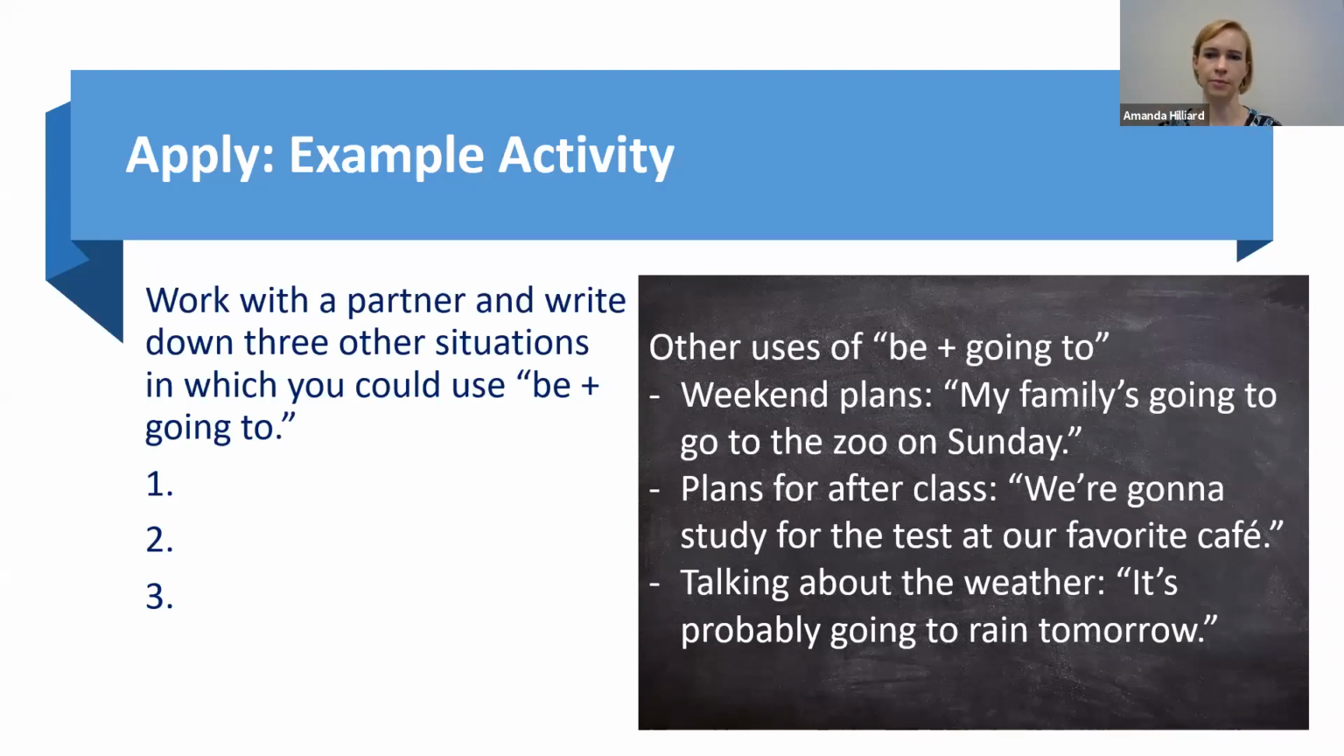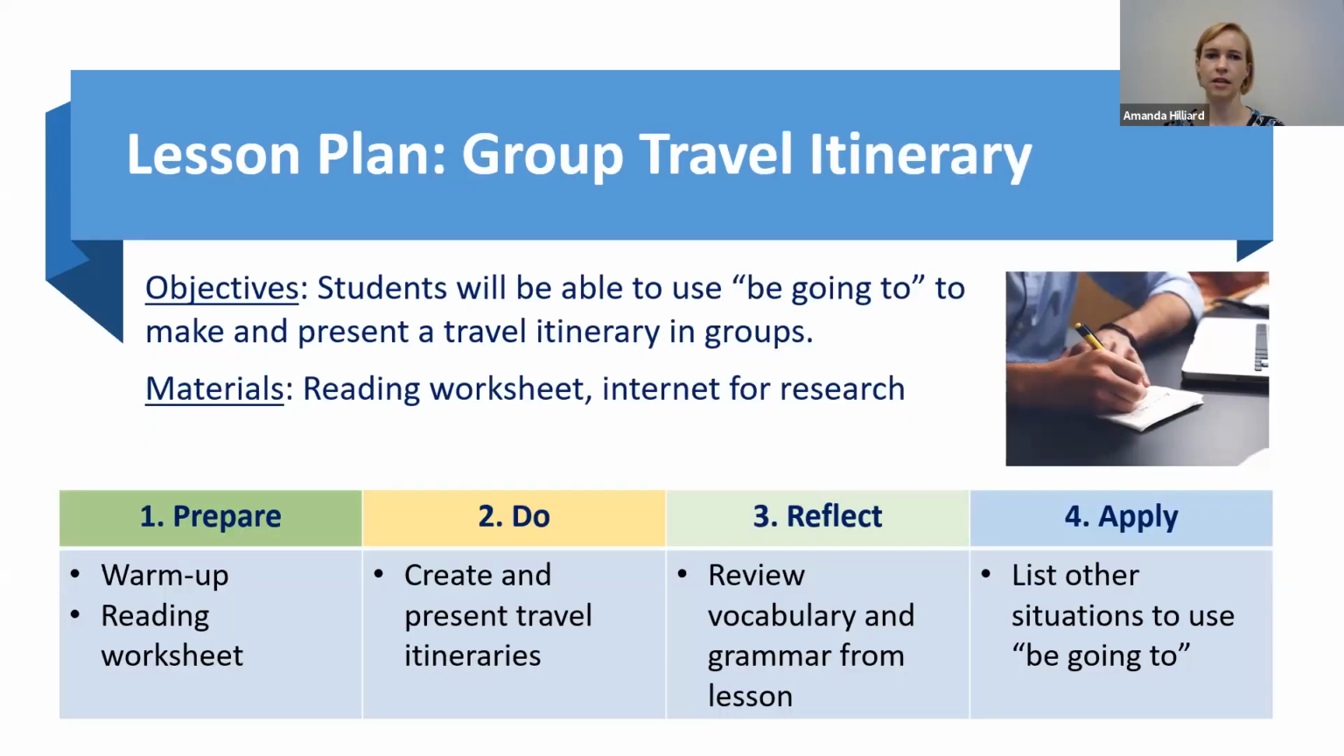Let's take a look at the next slide. Now I have my whole lesson ready. I have objectives. Students will be able to use going to make and present a travel itinerary in groups. Materials: my reading worksheet, maybe internet for research in their groups. And I have all the 4 stages here. So although I started by preparing stage 2, then I go back and think about preparation, reflect, and apply. Now I have my full lesson plan there. Let's take a look at the next slide.